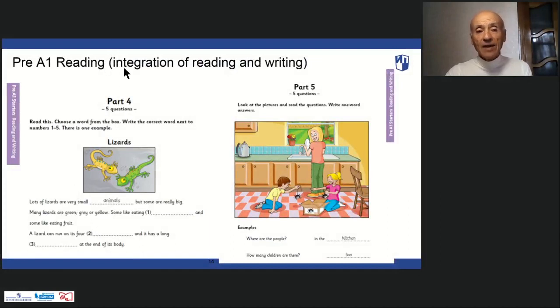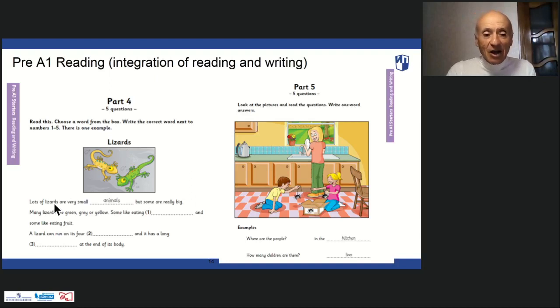Again, Pre-A1 level reading, integration of reading and writing. Part 4, 5 questions. Read this. Choose a word from the box. Write the correct word next to numbers 1 to 5. There is one example. Now, the box is not here. The box is in the exam material, but it's there.